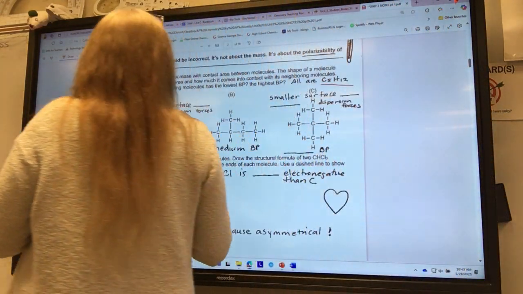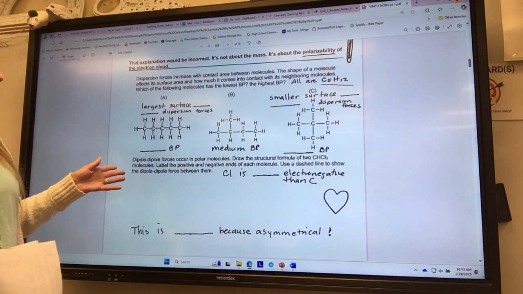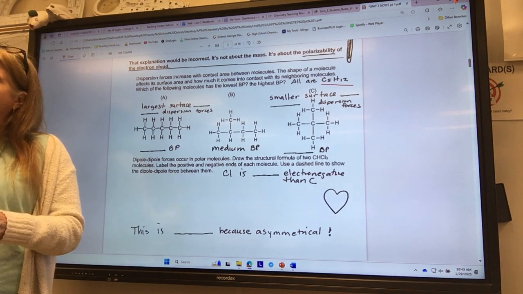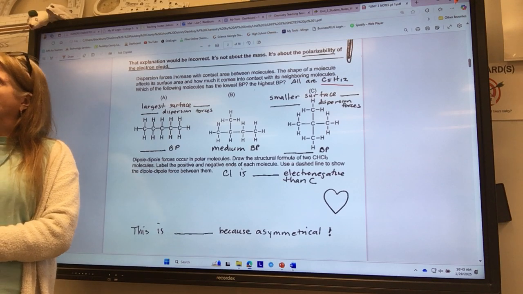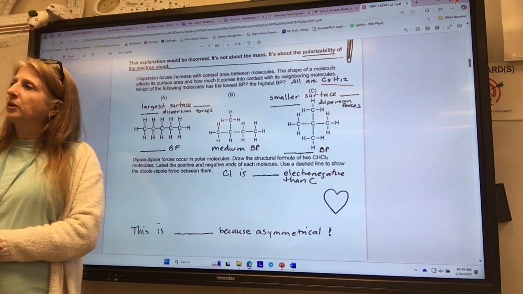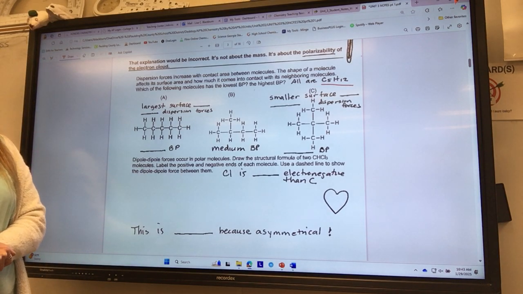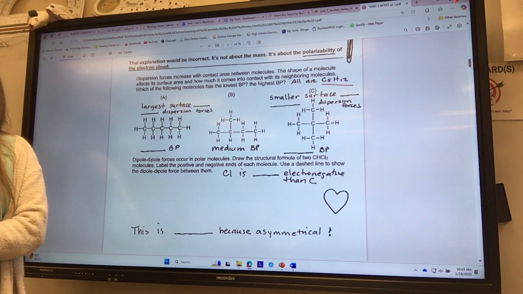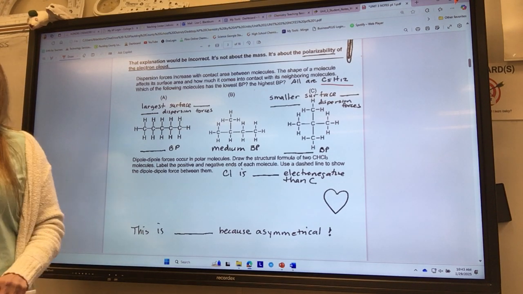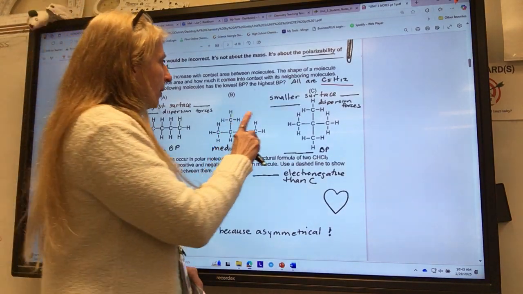Okay, so we want to know which one do we think would have the highest boiling point and the lowest boiling point. Do y'all have any guess? Which one do you think is going to have more forces? And which one's going to have less? Any ideas? What do you think, Kevin? You think which one's going to be the highest one? I think it's C. You think C will have the highest boiling point? Why do you think so? Because it's more spread out. It's more spread out. Okay.